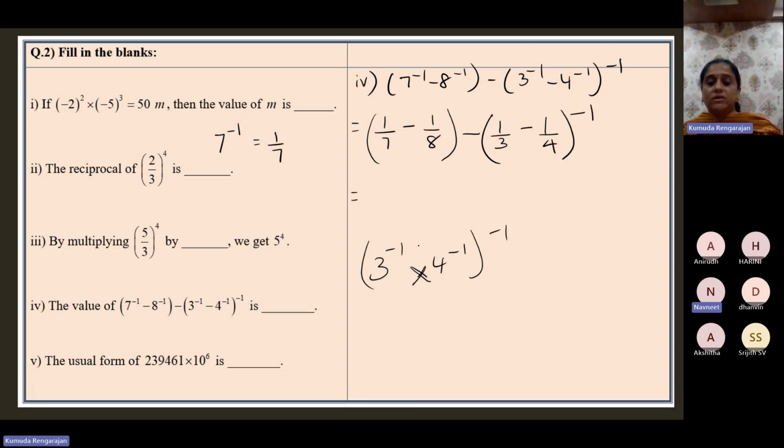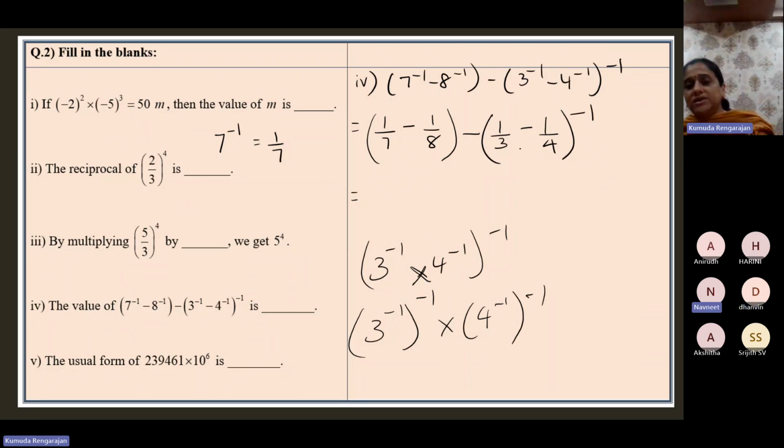3 to the power minus 1 and 4 to the power minus 1, both of them are raised to the power minus 1. So you can take it separately: 3 to the power minus 1, 4 to the power minus 1, like this.